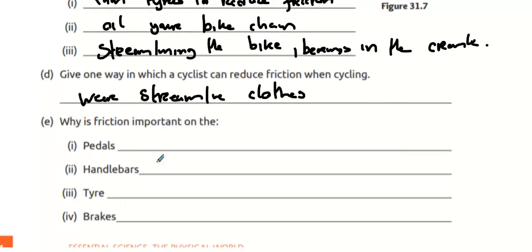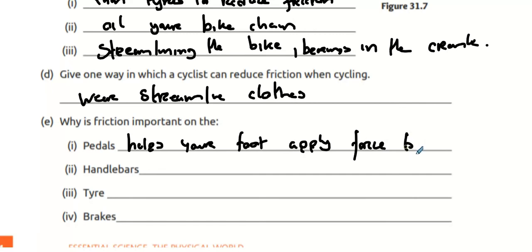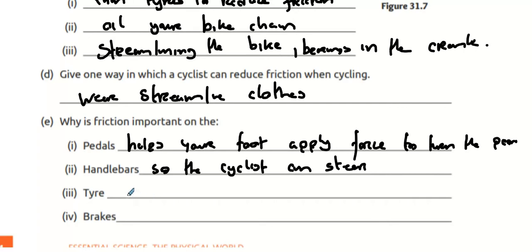Why is friction important on the pedals? Well, it helps your foot apply force to turn the pedals. Handlebars ensure the cyclist can steer. Tire, so the bike can grip the road. So the bike can slow down with the brakes.